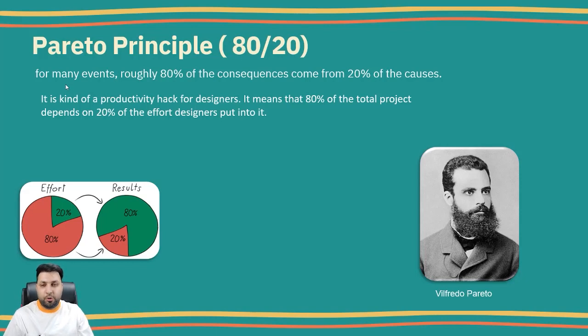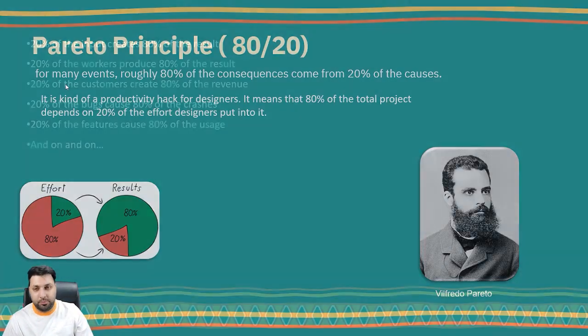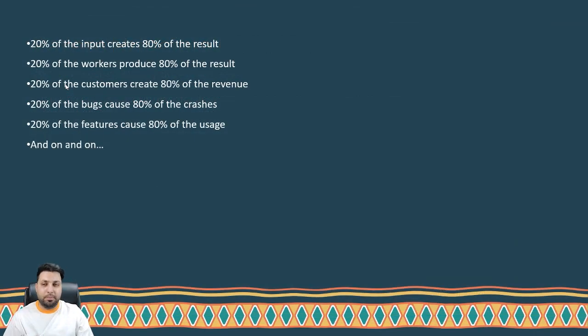For many events, roughly 80% of the consequences come from 20% of causes. It's a kind of productivity hack for designers. It means that 80% of the total project depends on 20% of the effort designers put into it. 80-20 rule, Pareto Principle. So here are some examples.